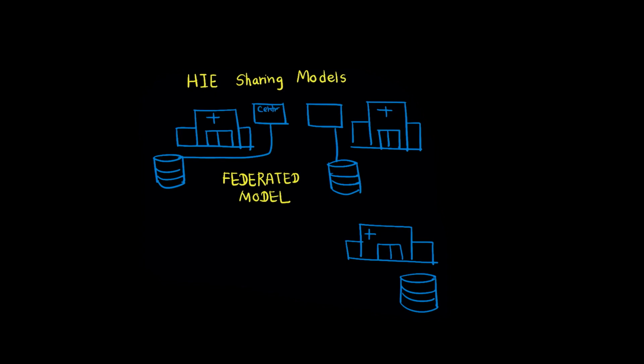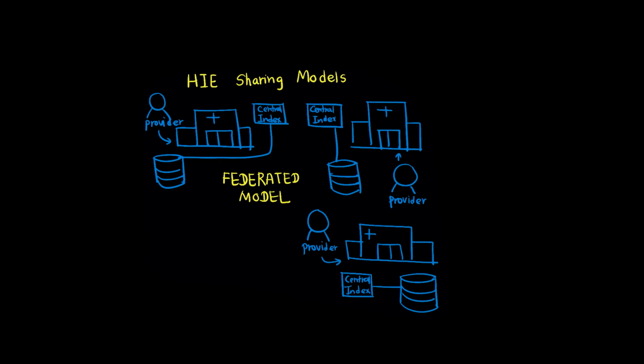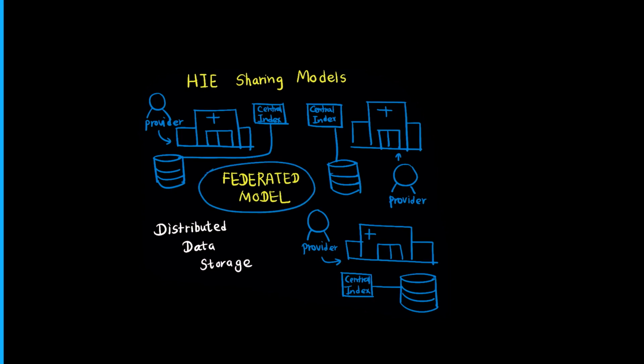This differs from centralized models where all data goes into one repository, or direct exchange involving point-to-point sharing between known parties. In federated models, when a provider needs patient information, the record locator service identifies which participating organizations have relevant data. The provider can then access that information from the source systems directly, maintaining local control while enabling regional data sharing for coordinated care.